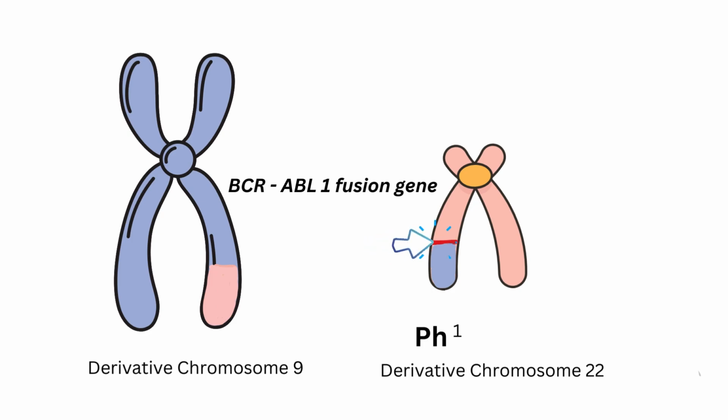FYI, BCR stands for breakpoint cluster region, and ABL is the human counterpart to the viral gene Abelson murine leukemia. The ABL gene is now known to code for the tyrosine kinase enzyme responsible for unregulated immature granulocyte proliferation. Originally in chromosome 9, now it is part of chromosome 22 in the Philadelphia chromosome. Philadelphia chromosomes are also found in some cases of ALL and AML, so it is not exclusive or diagnostic for CML.